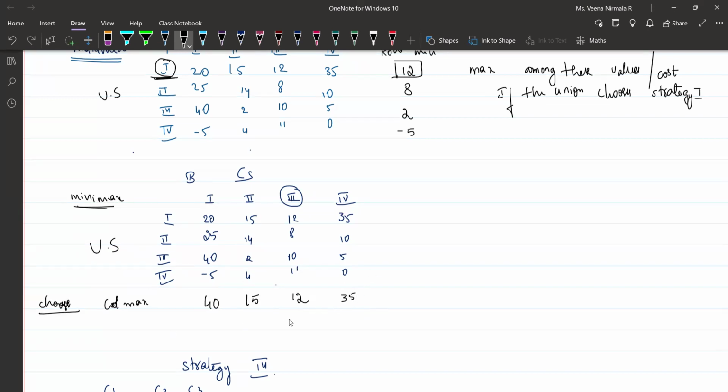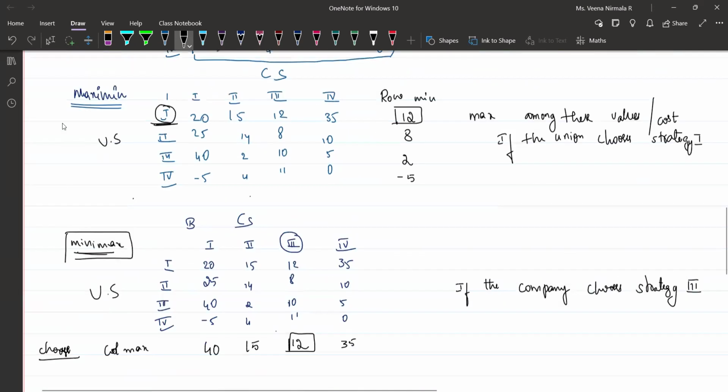Among these maximums, which is the minimum? 12 is the minimum. So if the company chooses strategy 3, then that is the best decision. They can minimize the maximum loss according to this particular strategy. This is called the minimax strategy. So we have seen what the maximin strategy is and what the minimax strategy is.